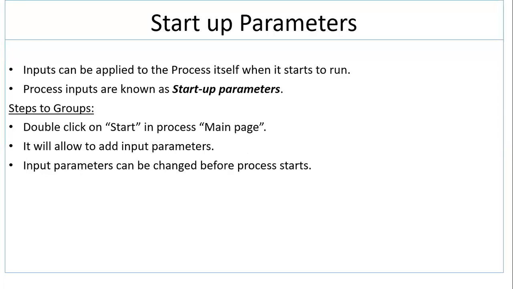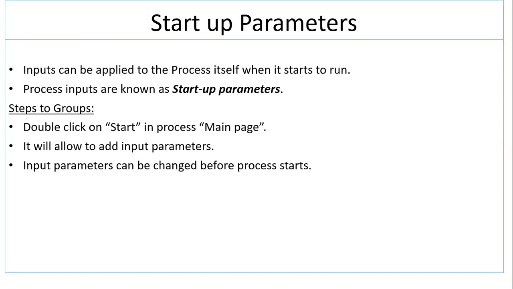Double click on the Start in the process main page. Keep in mind that only the Start in the process main page alone can be considered as a process startup parameter. If you have any other startup parameter in the sub pages, it will not be considered as a process startup, so you have to keep these things in your memory.